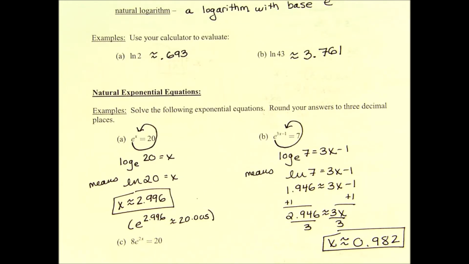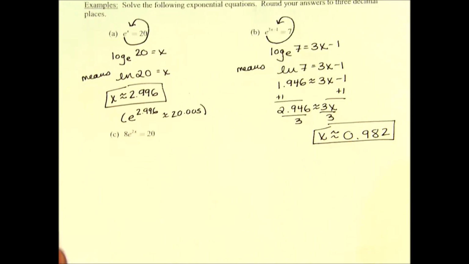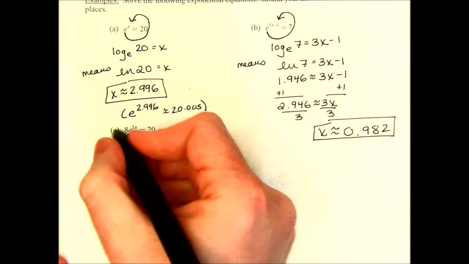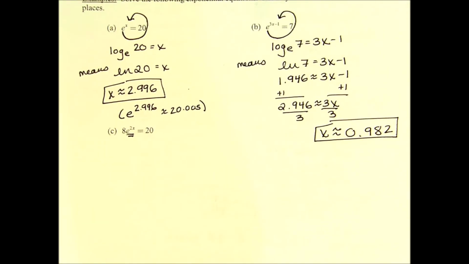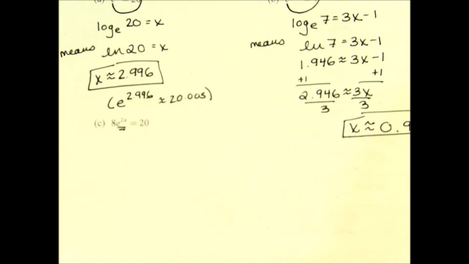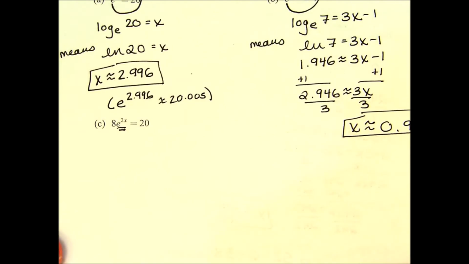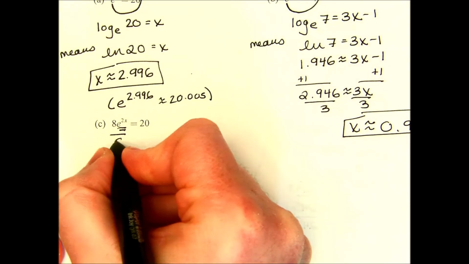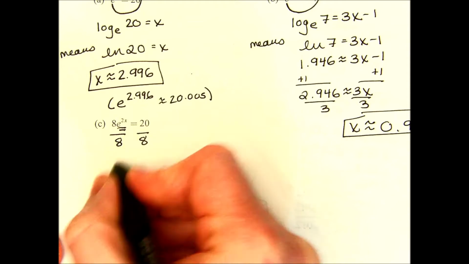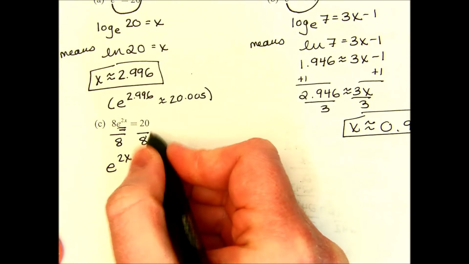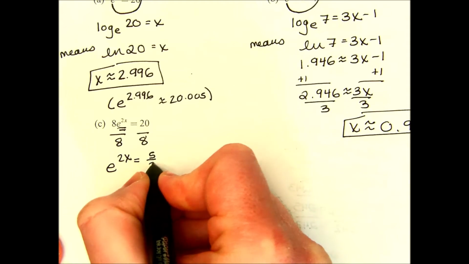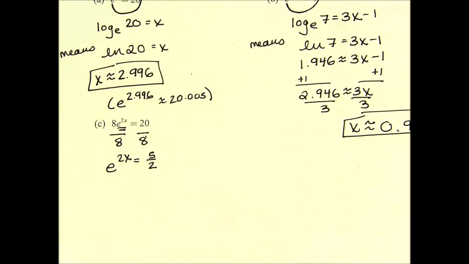One more of these types of equations. In letter C, well, I first need to get the exponential piece by itself, which means we need to get rid of that 8. So you're going to divide both sides by 8. You're going to get e to the 2x equals, I guess you could say 20 over 8, but why don't we simplify it down to 5 halves? See if you can take a moment and finish this one.